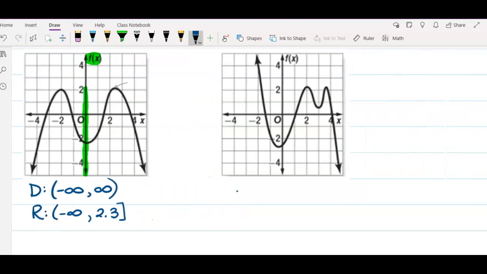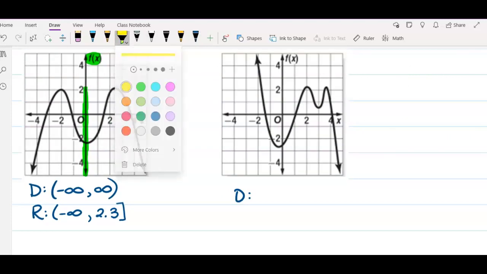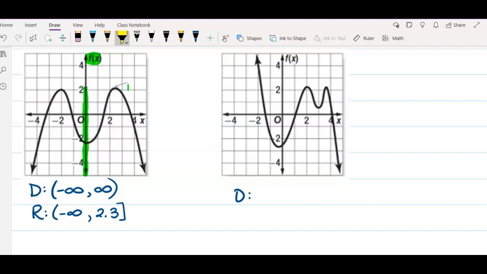Let's take a look at this other example. The domain, again, I'm going to look at my x values. It looks like it starts here and goes to about here, but remember, this arrow goes on forever, and it's going more and more and more left as it goes higher and higher. So that would go forever in both directions. So my domain, again, is from negative infinity to positive infinity.